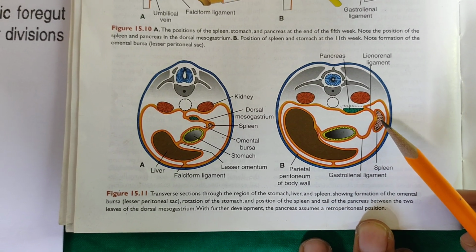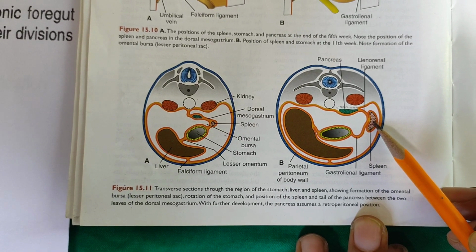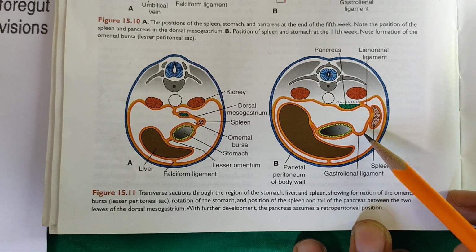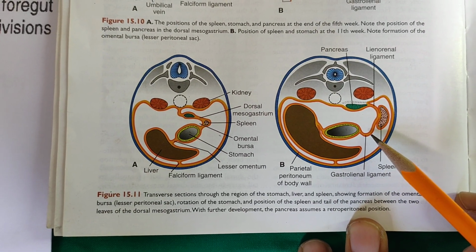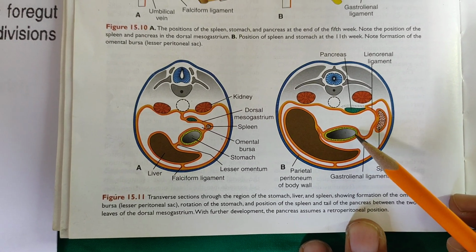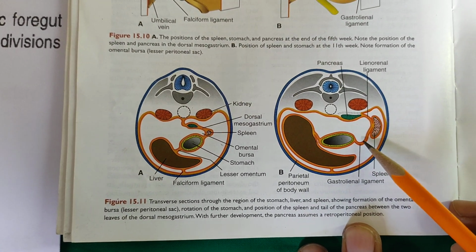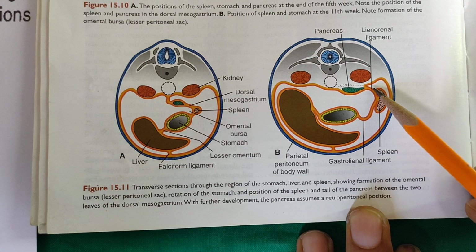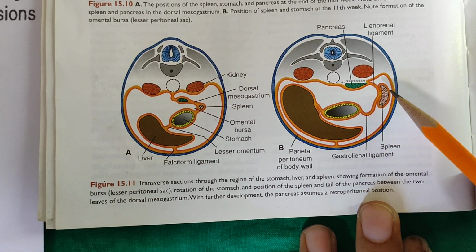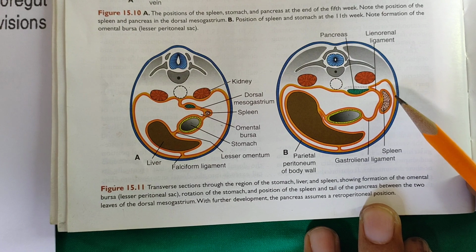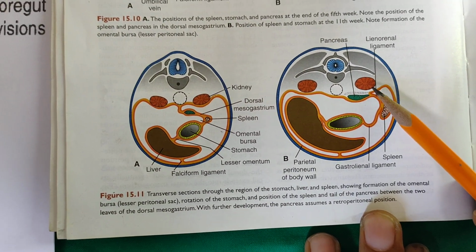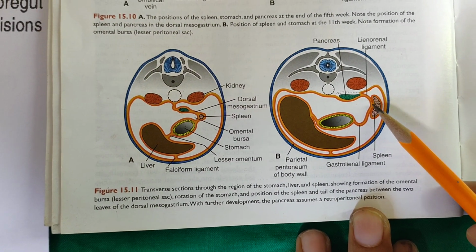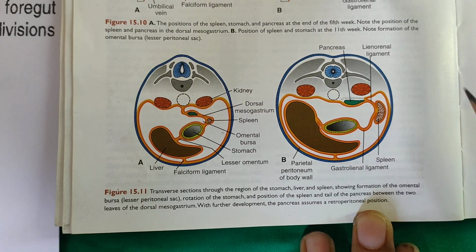Now this developing spleen within the dorsal mesogastrium will make two ligaments. This is called the gastrosplenic ligament, attaching the stomach with the spleen. Actually, this is part of the dorsal mesogastrium. Then the lienorenal ligament. Lieno means spleen and renal means kidney. So this part connecting the kidney and the spleen is called the lienorenal ligament. Originally this is also part of the dorsal mesogastrium.